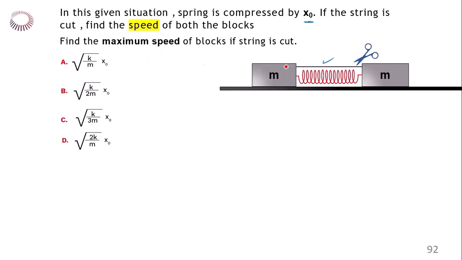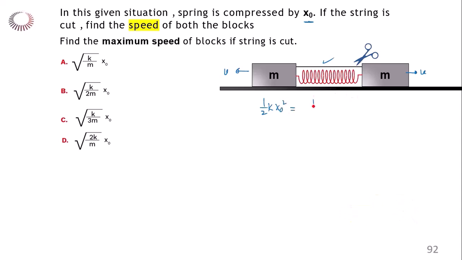So initially the spring is compressed by x naught length. Once you cut the string, both the blocks will try to move in the opposite direction with speed v. Because the mass is the same, both the blocks will attain the same speed. So initially there is only the potential energy. So what is the potential energy? Potential energy is half k into x naught square, and that should be equal to the final kinetic energy.